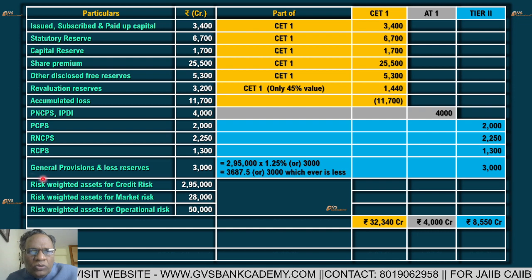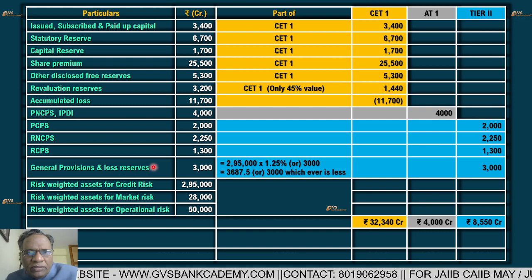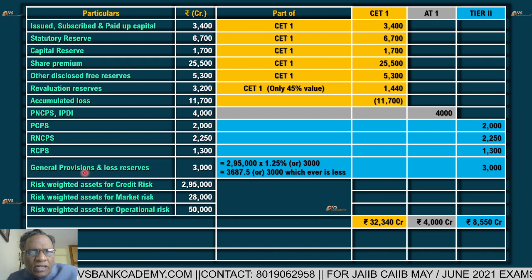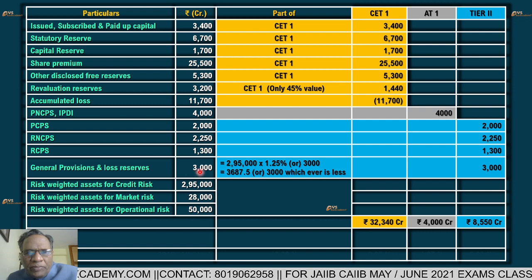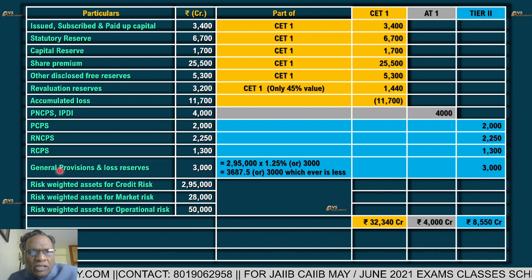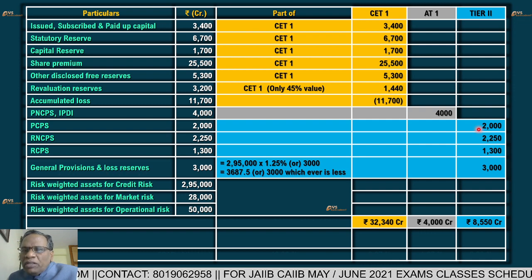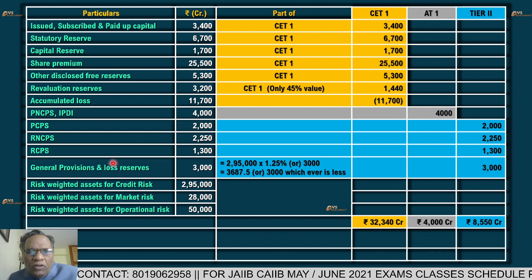Now, general provision and loss reserves. Here, the students, the members, the participants have a chance of making a mistake in the examination. Why? General provision and loss reserves 3000 crores is there. But there is one stipulation. Whenever you are going to take the general provision and loss reserves as part of Tier 2 capital, you have to follow one stipulation.